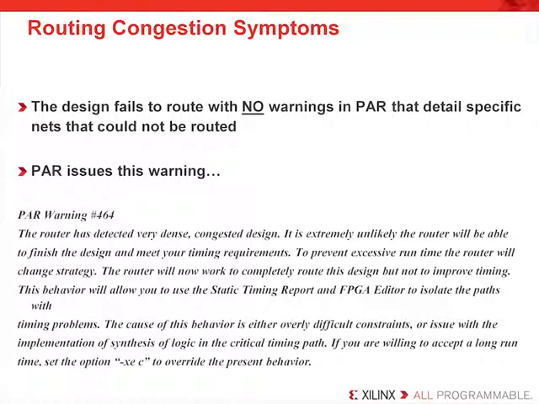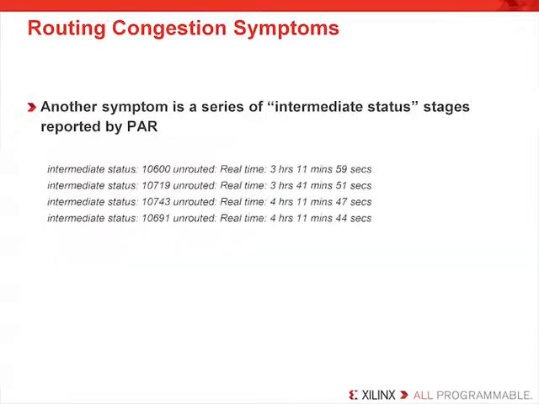Routing congestion can sometimes be detected by the implementation tools, but sometimes it's not. In the case when it is not, the design tools will fail to route with no warnings in PAR, and it won't detail any specific nets that could not be routed. Likewise, you'll also note in this case we have a PAR warning. This sometimes occurs. In this case, the router has detected a very dense, congested design. In this case, the tools are smart enough to find that there's an issue with the routing solution.